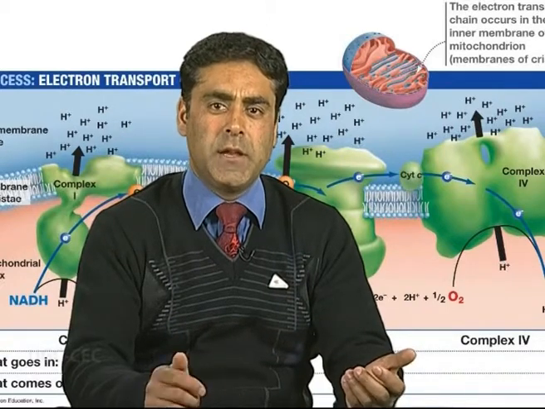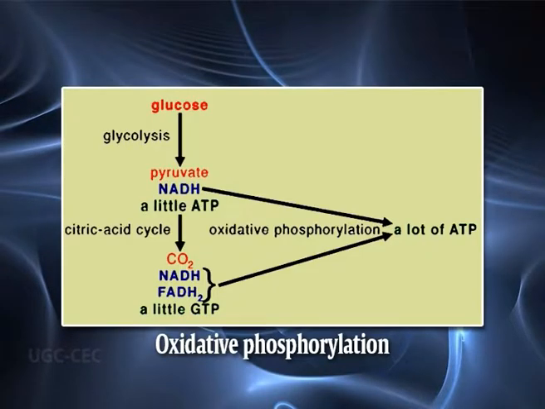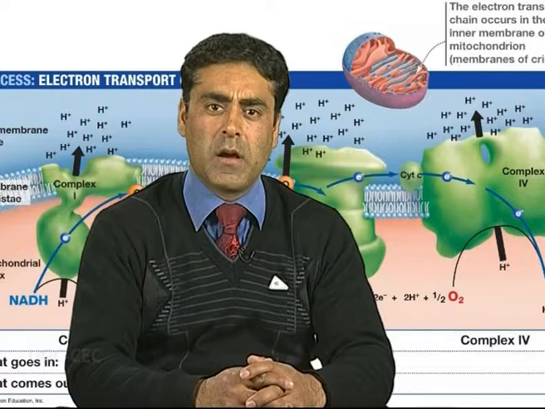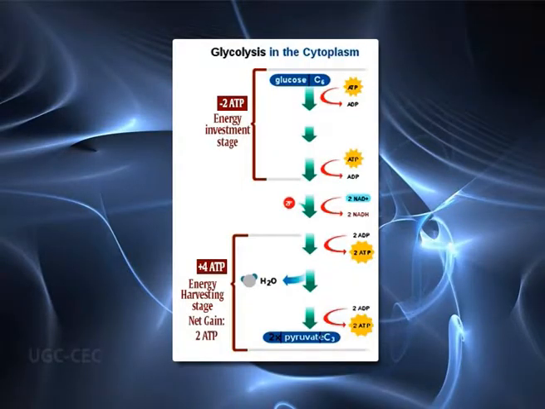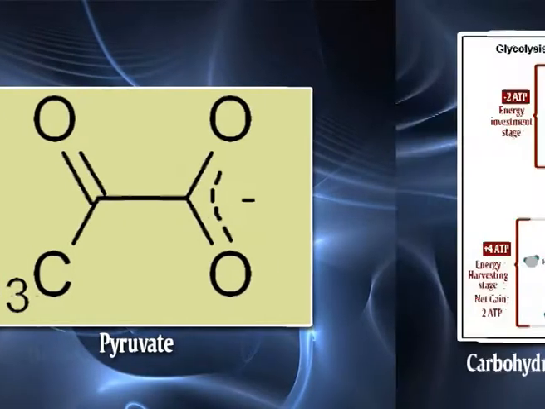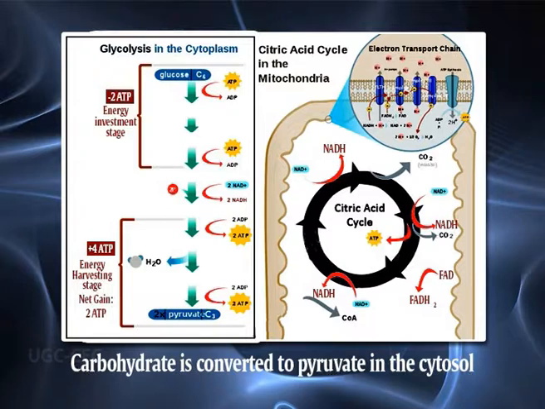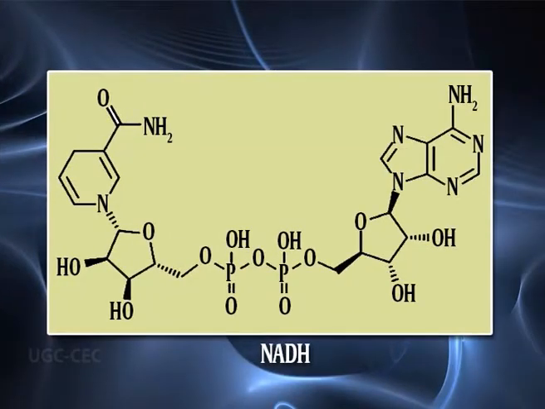Respiration takes place in three main stages: glycolysis, the citric acid cycle, and oxidative phosphorylation. The latter comprises the electron transport chain and ATP synthesis. During glycolysis, carbohydrate is converted to pyruvate in the cytosol, and a small amount of ATP is synthesized via substrate level phosphorylation. Pyruvate is subsequently oxidized within the mitochondrial matrix through the citric acid cycle, generating a large amount of reducing equivalents in the form of NADH and FADH2.